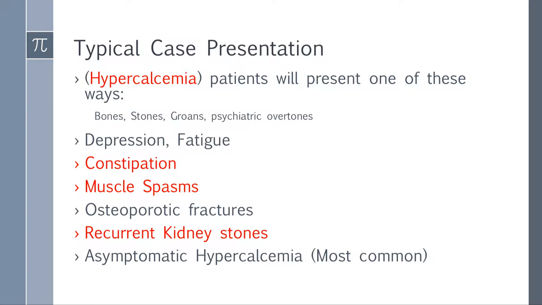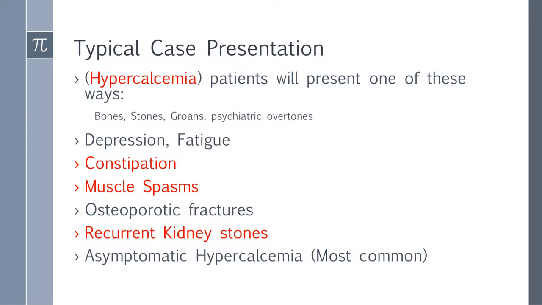Obviously, if you have too much calcium, where does it usually come from? From your bone. So you're resorbing a lot of bone, and you're going to get osteoporotic fractures. Too much calcium is also the cause of kidney stones. So if somebody has recurrent kidney stones, you've got to think about calcium.